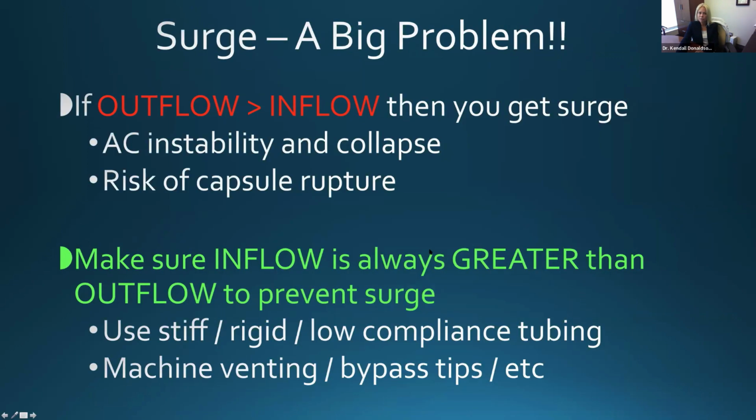But we have to watch out for surge, and surge can be horrible. That's when you have a sudden collapse of the anterior chamber. If the outflow is greater than the inflow, then we can't keep our anterior chamber inflated, and we could cause damage, and we have a risk of capsular rupture. I'm going to show you a video of this.